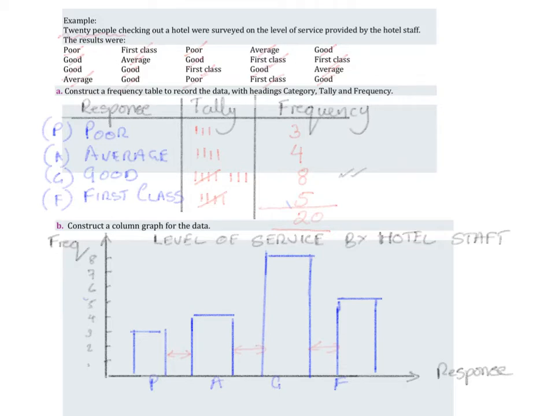So if I looked at that graph without looking at all of the original information, the table or the raw data, I should be able to know exactly what I have graphed there. And so I look at it and I go, the level of service by hotel staff, okay, and of course poor, average, good, first class, and I know how many people have responded. I know because it's frequency and response on my axes, so it stands alone.